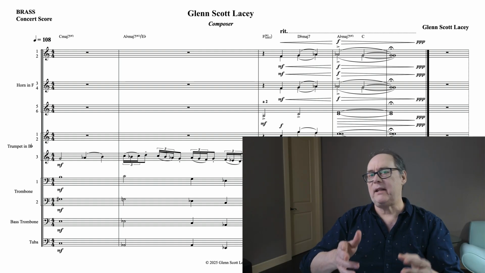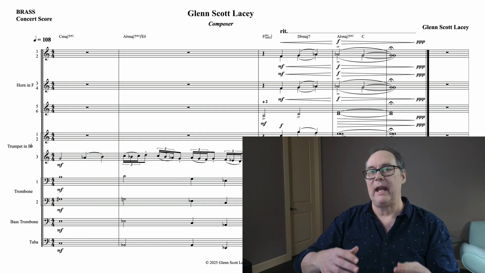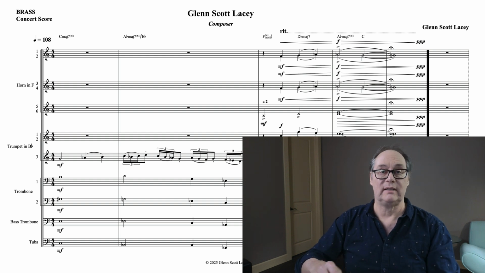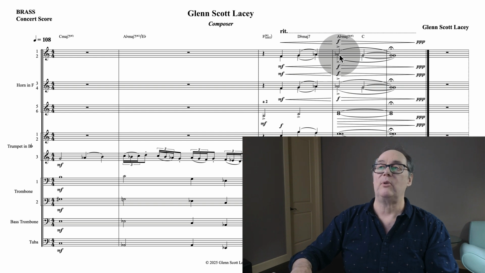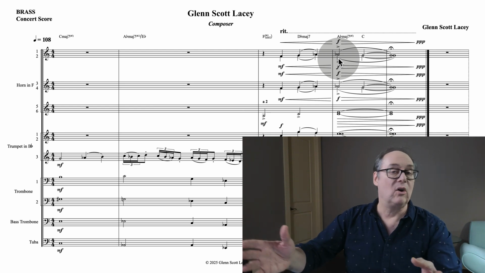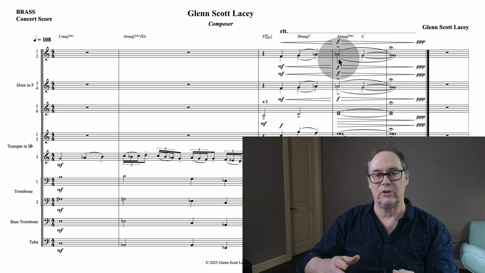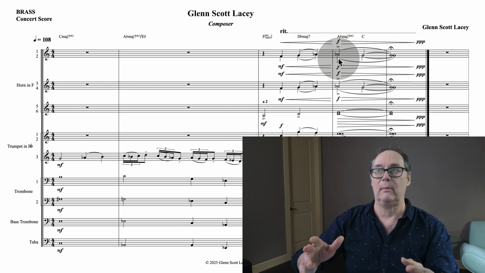As you can see, even in this short example, orchestration is many times an extension of the composing process. You're writing new lines for the instruments. You're coming up with ideas like this suspension, which changes the harmonic structure of the piece. And of course, this is my own piece, so I feel free to do that. If I was orchestrating another composer's piece, I wouldn't change their harmonies.